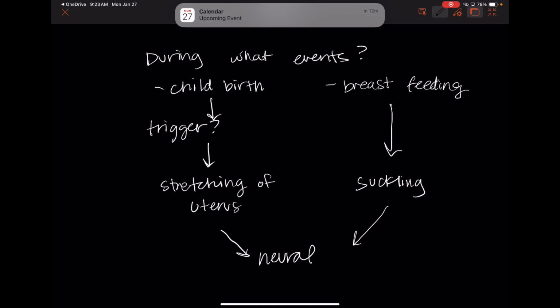It's a neural stimulus. By suckling, releasing the oxytocin, and stretching of the uterus, releasing oxytocin, that's a neural stimulation.